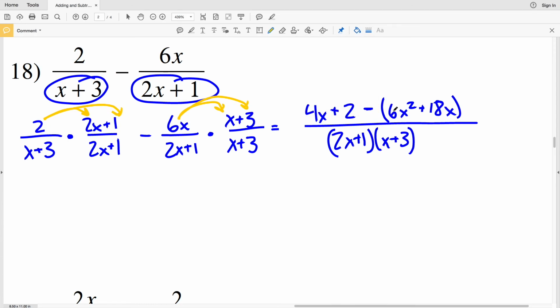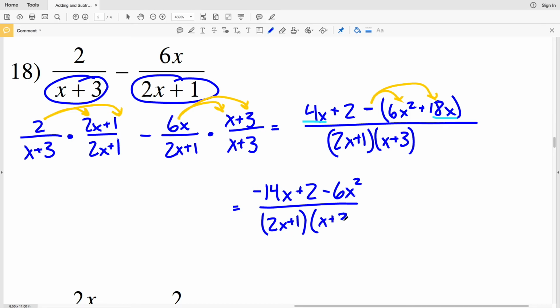However, remember that we're subtracting this entire quantity, therefore we're going to be subtracting 6x squared and subtracting 18x. So combining my 4x and 18x, we're going to get 4x minus 18x, which is a negative 14x, and then I'll be adding 2 and subtracting 6x squared. So that's my simplified numerator, and it's all over my denominator of 2x plus 1 times x plus 3. That is my solution in number 18, negative 14x plus 2 minus 6x squared over 2x plus 1 times x plus 3.